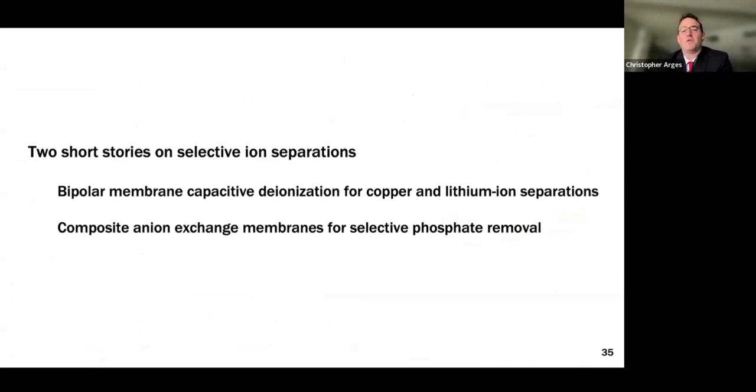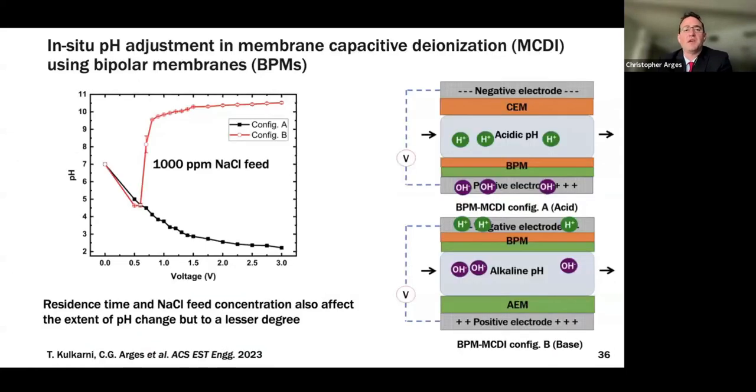All right, two quick short stories on selective ion separation. So we're going to go from the more fundamental type of research to more applied. I guess that's what you can do as a chemical engineer. So we were interested in running membrane capacitive deionization. We're one of the first groups to do this with a bipolar membrane to do in situ pH adjustment.